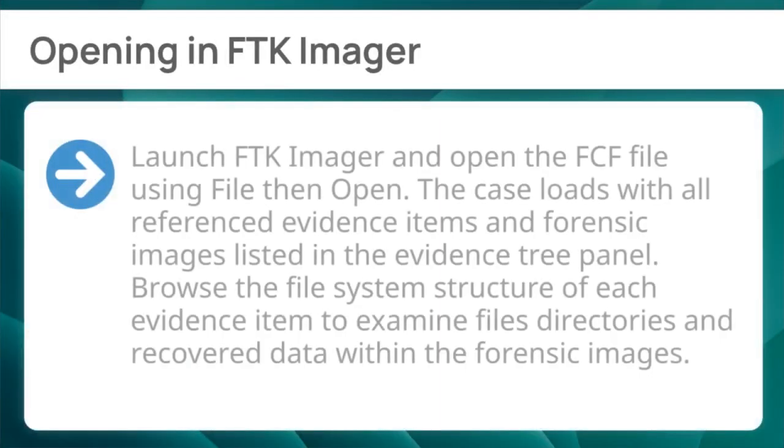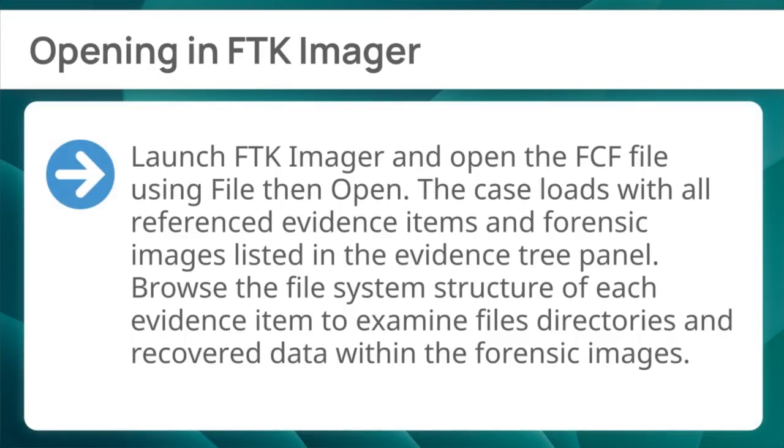First, opening in FTK Imager. Launch FTK Imager and open the FCF file using File, then Open. The case loads with all referenced evidence items and forensic images listed in the Evidence Tree panel. Browse the file system structure of each evidence item to examine files, directories, and recovered data within the forensic images.